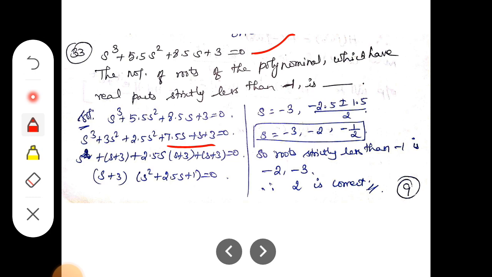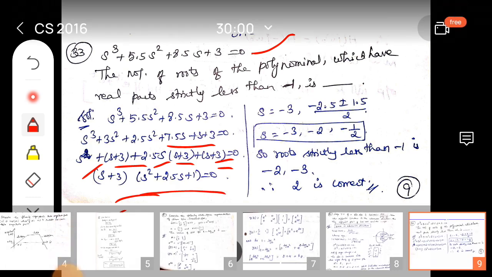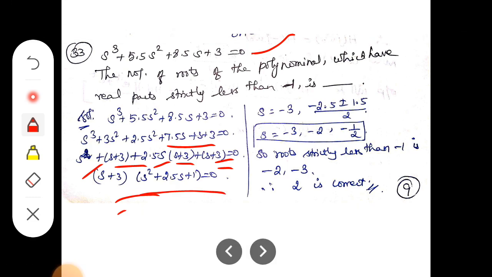The overall function is taken out as s plus 3 common, and finally we get s square plus 2.5 s plus 1 is equal to 0. Then from this equation we will easily get the roots of the characteristic equation. s plus 3 is equal to 0 means s is equal to minus 3. Then s square plus 2.5 s plus 1 is equal to 0.